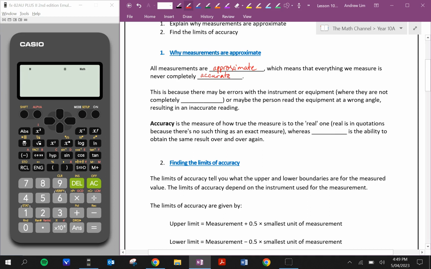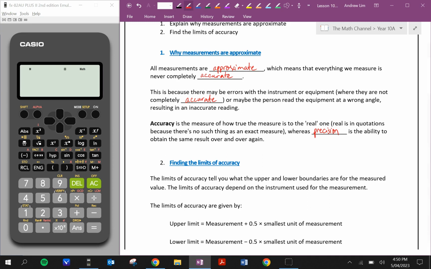Now, there are a variety of reasons for this, and it can include the fact that there could be errors with the instrument or equipment where they are not completely accurate. Or maybe the person read the equipment at a wrong angle, resulting in an inaccurate reading. Accuracy is the measure of how true the measure is to the real one, and I put real in quotations because there's no such thing as an exact measure. Whereas precision is the ability to obtain the same result over and over again.